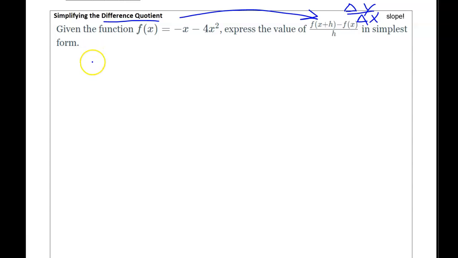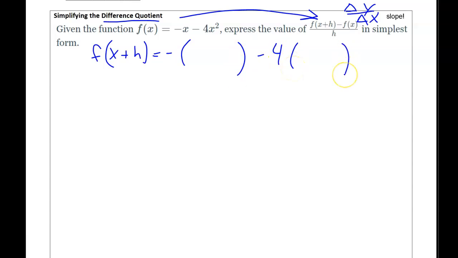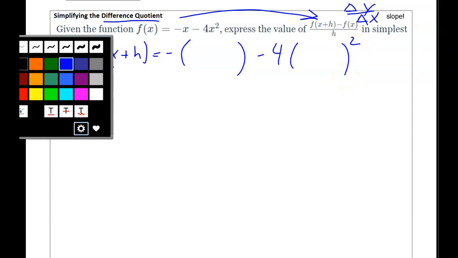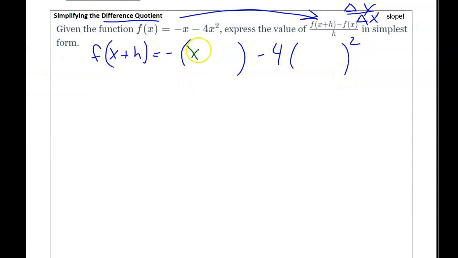So I'm just going to start here by writing what f of x plus h is. What that means is I write f of x, but every time I see an x, I put x plus h. So I'm going to leave a little space here, and in each spot where x was, I'm going to put x plus h, because that's what f of x plus h means. And before I ever get to this, I'm going to simplify that to start. It just saves me some work.